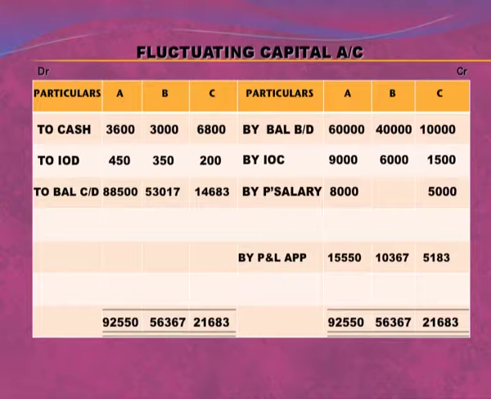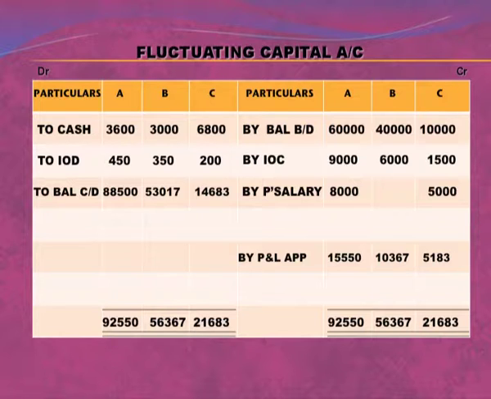First of all, we will transfer the opening balance, that is, by balance brought down 60,000, 40,000, 10,000. Then all those entries which result in an increase in capital, that is, interest on capital 9,000, 6,000 and 1,500. By partner salary 8,000 for A, 5,000 for C. From the P&L appropriation account you have got the result for A 15,550 rupees, for B 10,367 and for C 5,183.